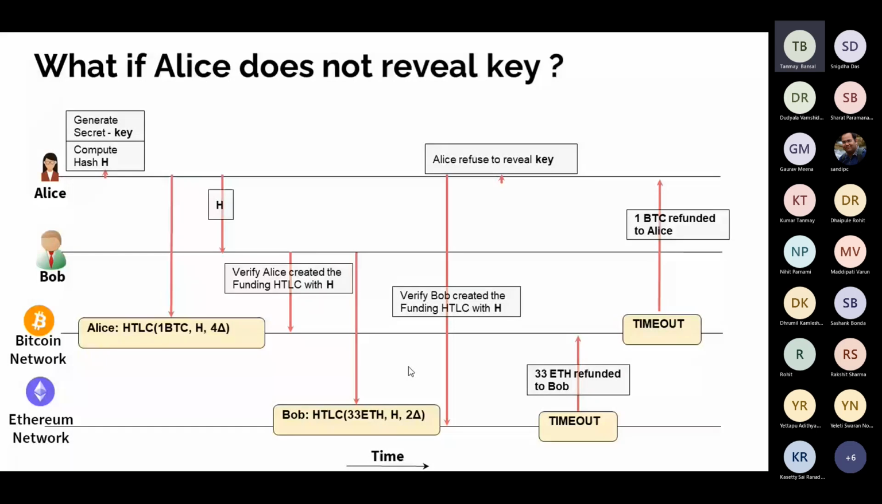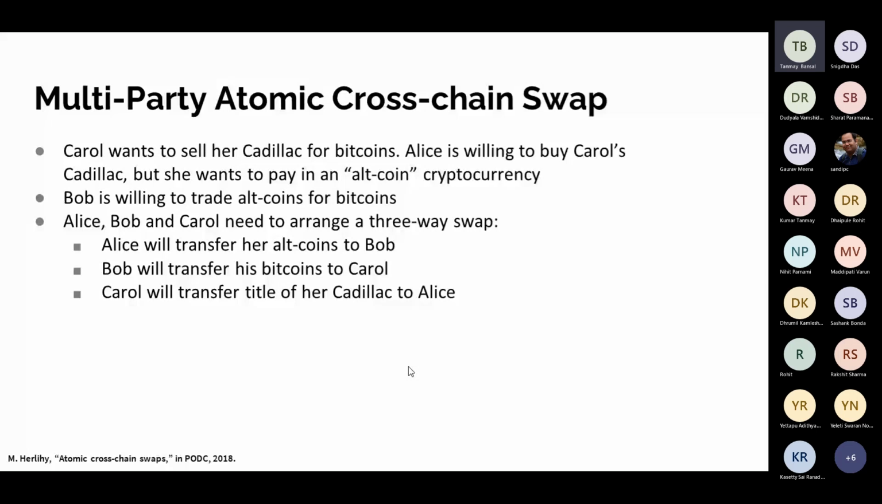And why is it so? Why this asymmetry? It is because Alice has more power here. Alice created the secret key, so Alice knows the secret key, and Bob does not know it. So Bob, as such, is at a disadvantage. So it's important that Bob's timeout occurs first, and then Alice's timeout occurs. Now, that was about two parties, and then we can extend that to a multi-party cross-chain swap.